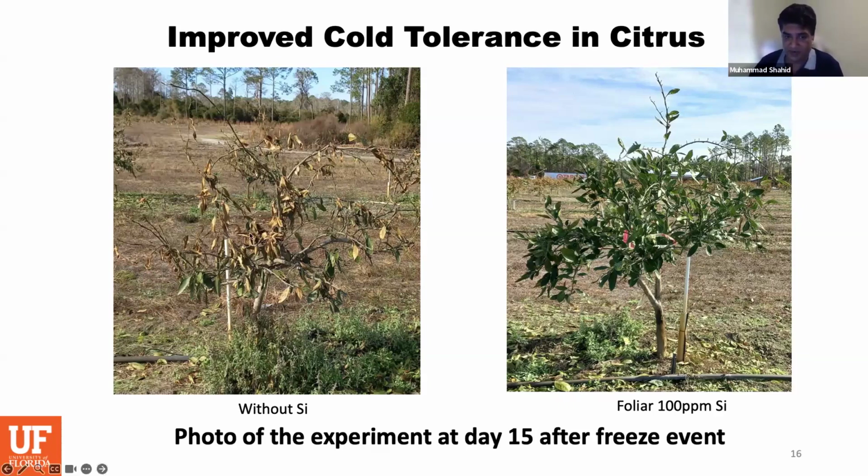You can see the plants were treated with silicon at 100 parts per million for about 6 months. And we had a freeze event in 2022. We had 5 consecutive days below freezing. And you can see this is non-silicon treated and silicon treated. The plants which were non-silicon treated are almost killed, and the plants with silicon did not drop much of their leaves.